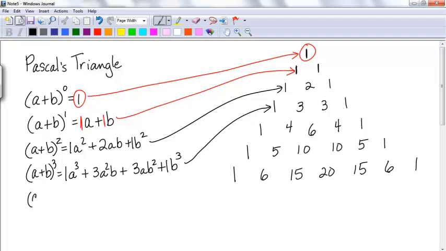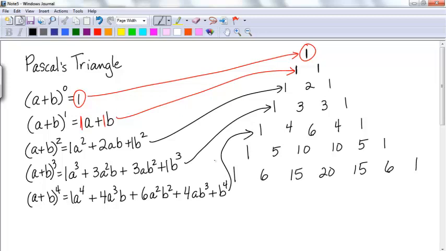So you can kind of see the pattern. A plus b to the fourth. If we expanded that all out and combined like terms, we would end up with a to the fourth plus 4a cubed b plus 6a squared b squared plus 4ab cubed plus b to the fourth. Okay, and your coefficients are 1, 4, 6, 4, 1. And that should be this row.